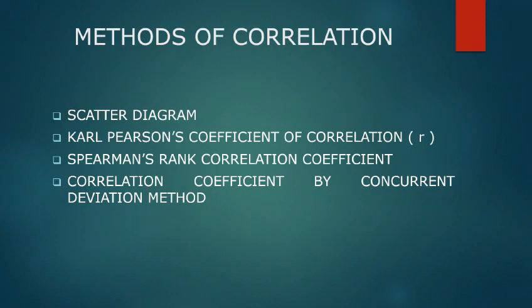Next are the methods of correlation. Scatter diagram, Karl Pearson's coefficient of correlation that is represented by small r, Spearman's rank correlation coefficient, and correlation coefficient by concurrent deviation method. So there are four methods of correlation.